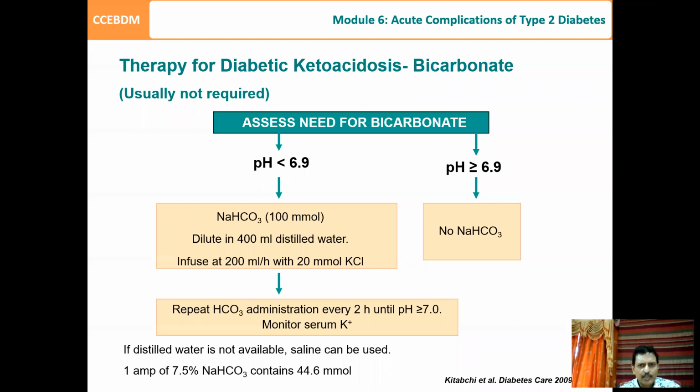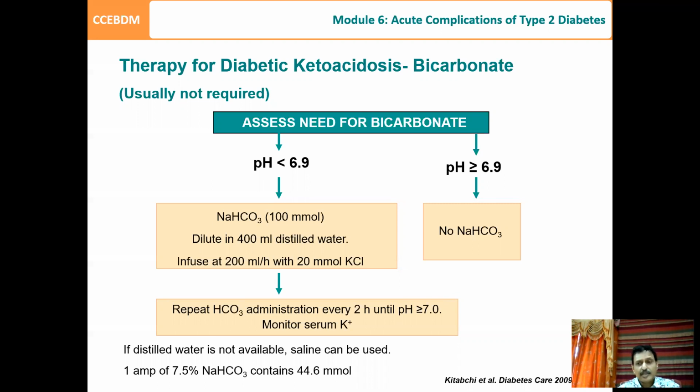Now coming to the bicarbonate therapy. Among the patients suffering from diabetic ketoacidosis, I am very, very reluctant to give bicarbonate therapy. I believe that if you give insulin infusion, it will correct the acidosis. Once the acidosis is corrected, progressively the patient will improve. There is no point in giving bicarbonate therapy. But if the patient has a pH less than 6.9, which may be associated with significant impairment of cardiac function, then possibly we have to treat the patient with bicarbonate infusion.